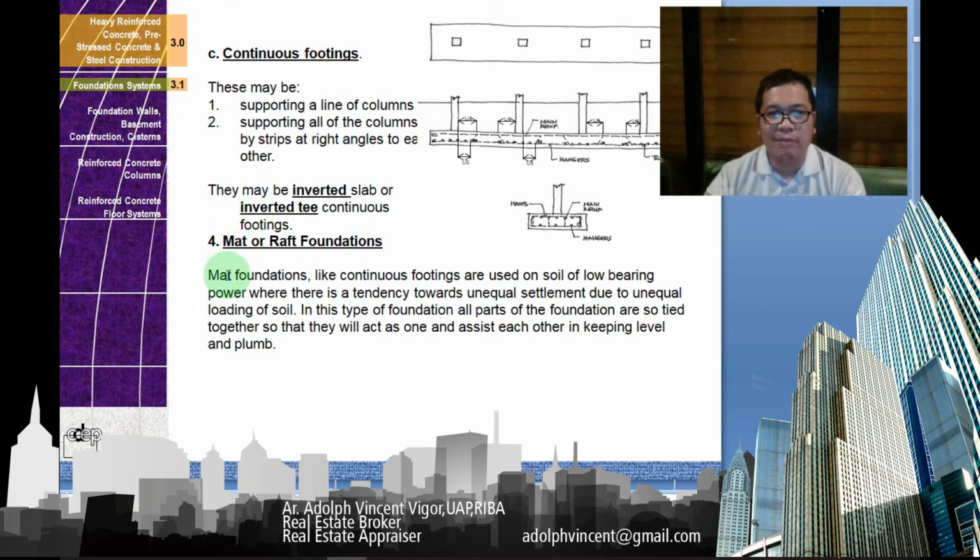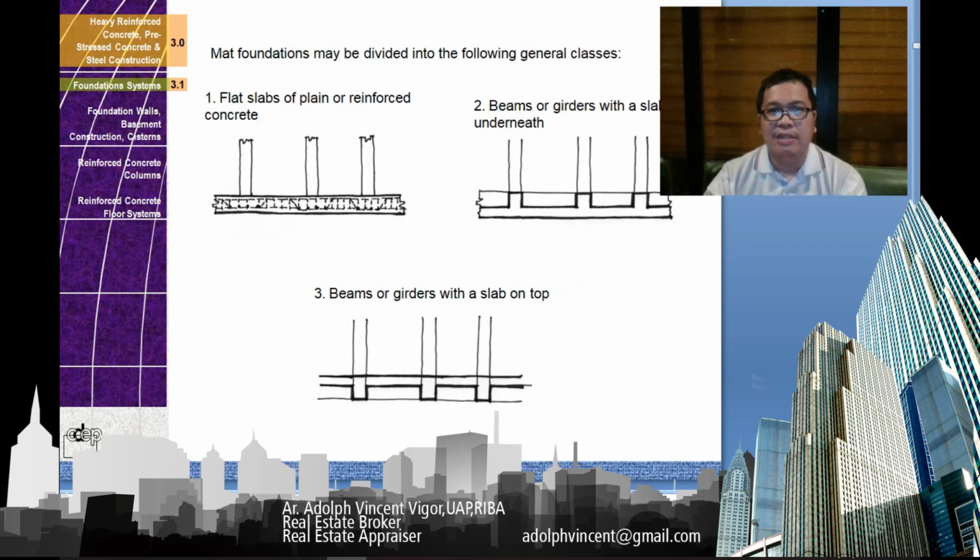Then you have what you call the mat or raft foundation. Mat foundations, like continuous footings, are used on soil of low bearing power where there's a tendency towards unequal settlement due to unequal loading of the soil. In this type of foundation, all parts of the foundation are tied together so that they will act as one and assist each other in keeping level and plumb. Okay, so mat foundations we divide into the following general classes: flat slabs of plain or reinforced concrete, beams or girders with a slab underneath, and beams or girders with a slab on top.